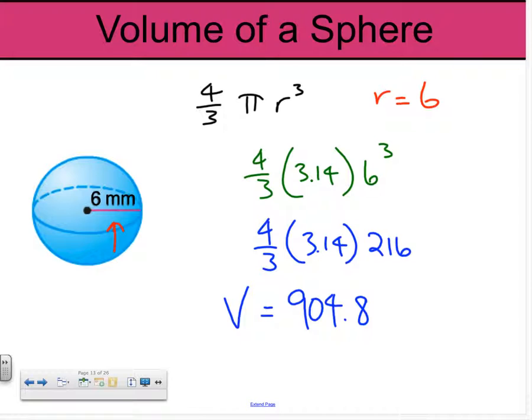Now, we have to go back. We always have to have a unit, and if you notice right here, we're working in millimeters. So 904.8 millimeters, and with volume, we're always cubed. So once again, what did we look for? We included 4/3, we included pi, and we included our radius. We multiplied them all together, and we're able to find our volume.